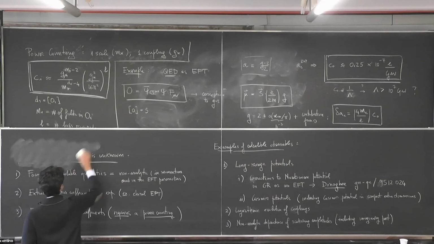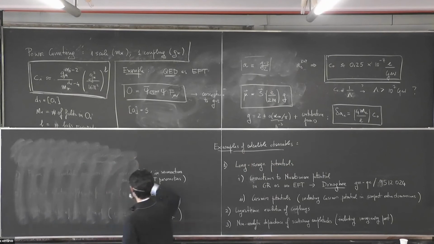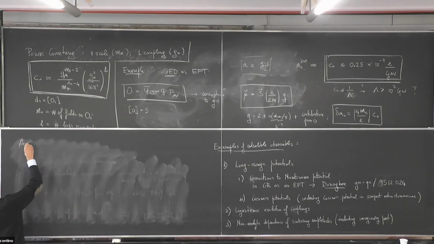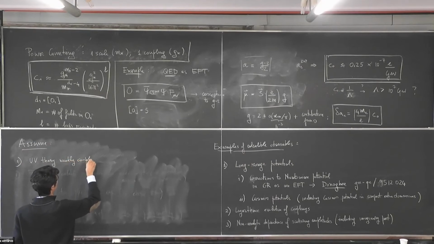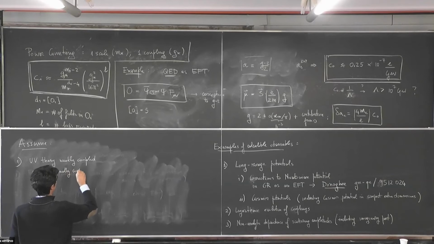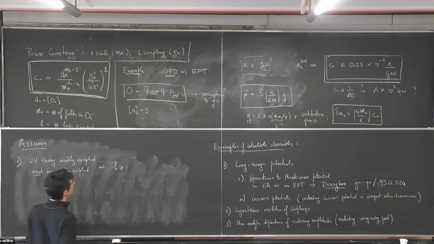So let's list all the assumptions that we need to make in order to get to the estimate that I want to show you. The UV theory is weakly coupled and minimally coupled. This means that L has to be at least 1, it cannot be 0 over there. So I need at least one loop.